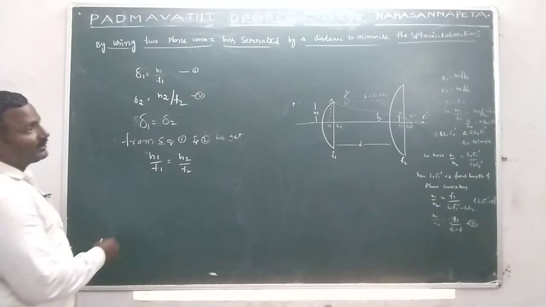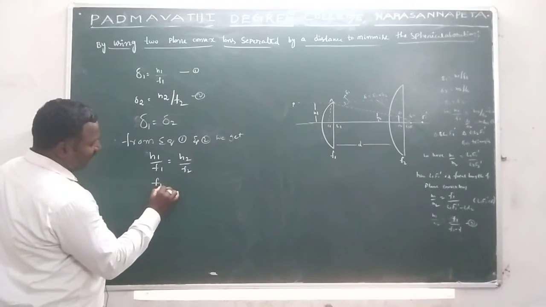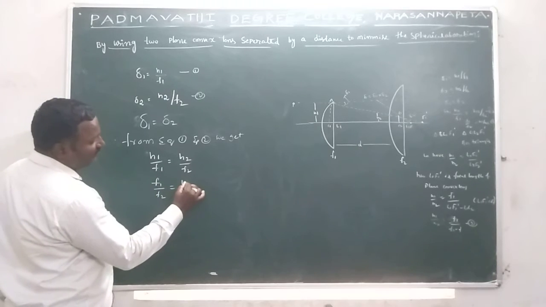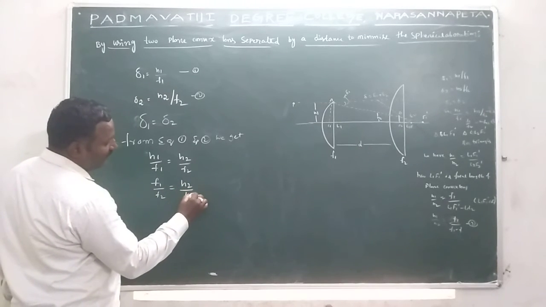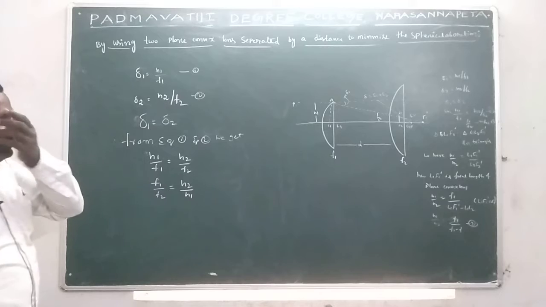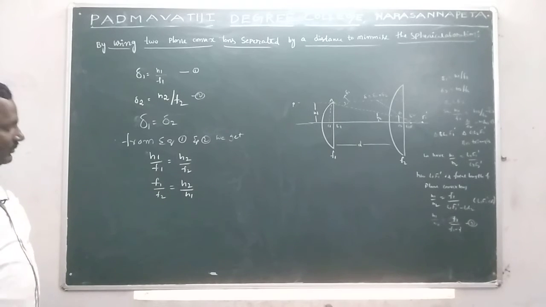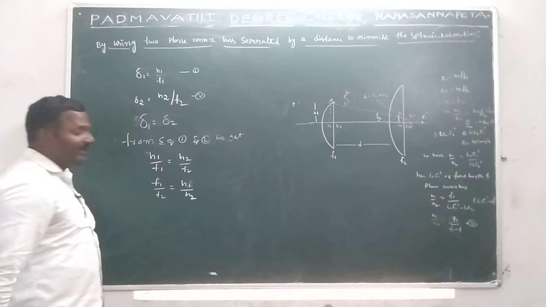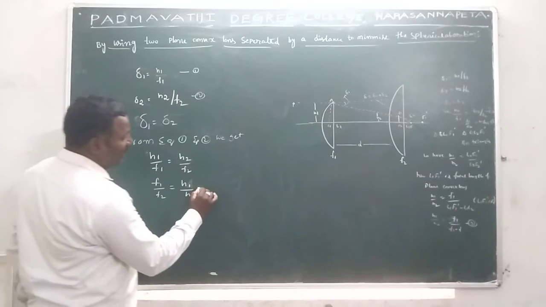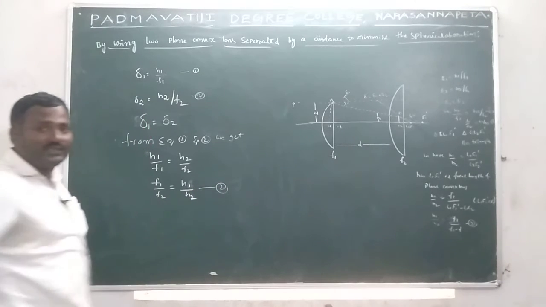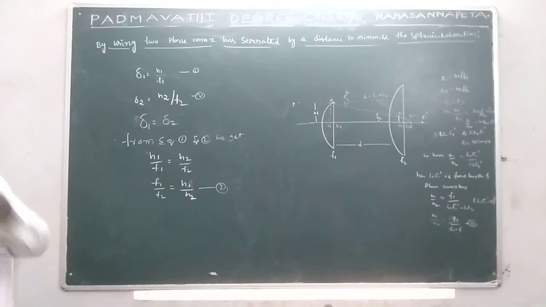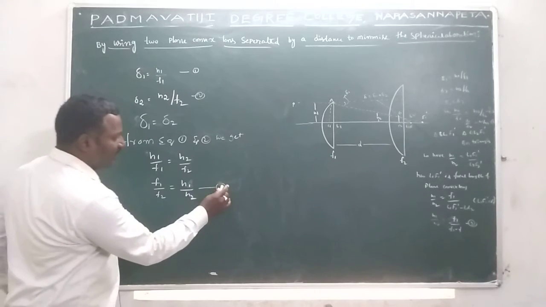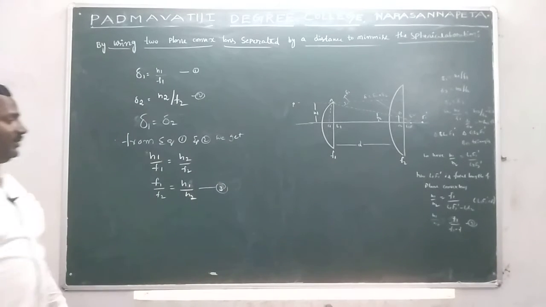That can be written in other words as f1 by f2 equals h1 by h2. So this is equation 3.